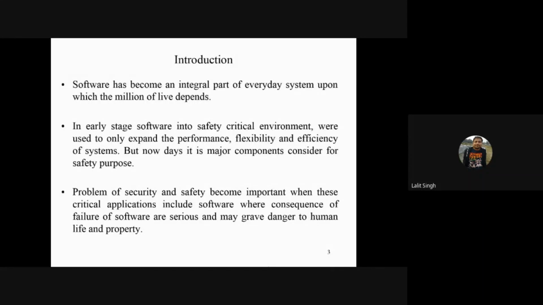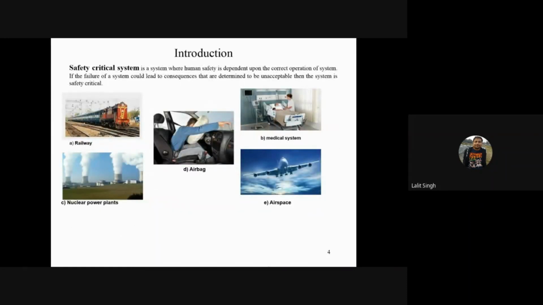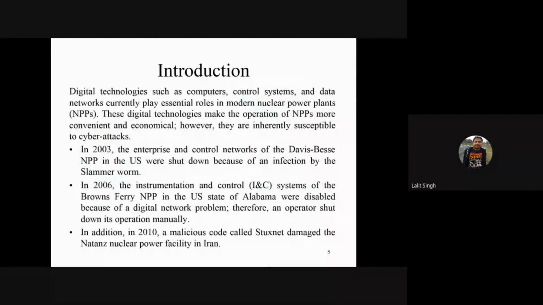But when software comes into the picture, definitely the problem of security and safety becomes more important, because it may be attacked by any threat. And we have already talked about safety critical systems. So these are examples, like railways, airbags, medical systems. These are examples of safety critical systems.